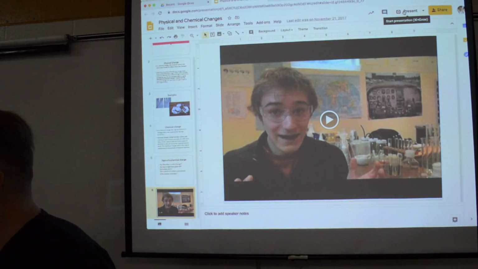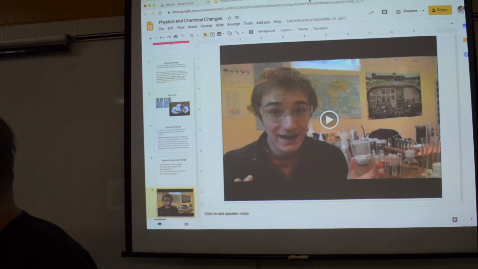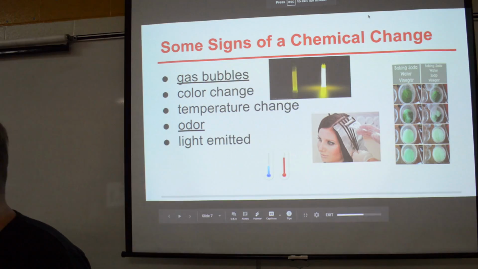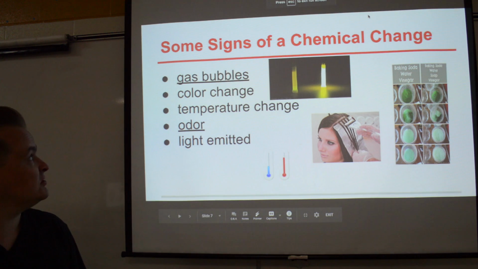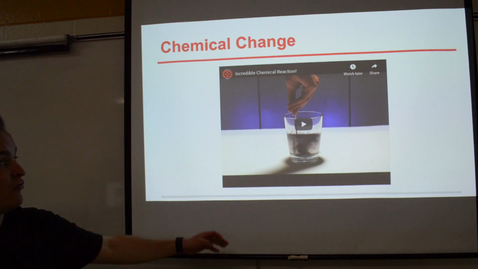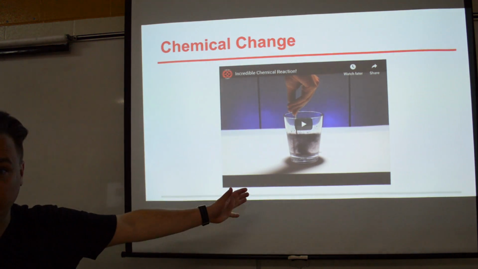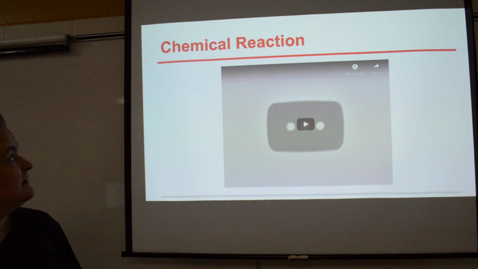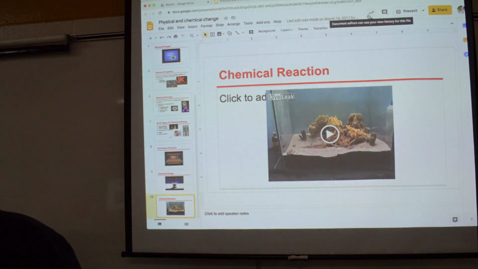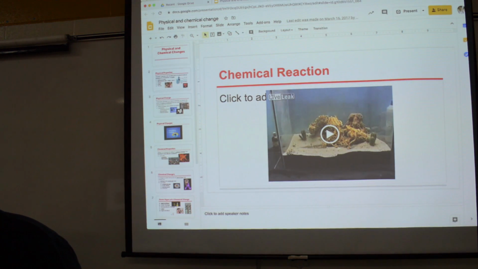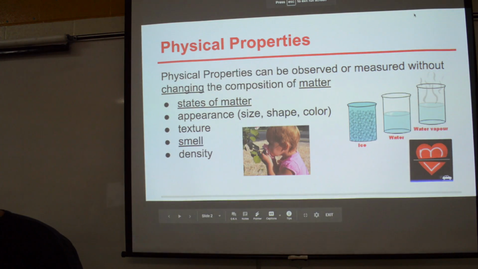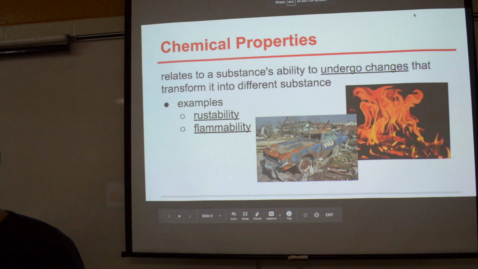Another thing I'd like you to take a look at if you get a chance is just this other slide, physical and chemical change. I can just quickly go through that, but you could see some signs of a chemical change. Chemistry of cookies. Another great video on a chemical change, and this is included in the Google Classrooms that you can watch. So you can take a look at those. Some good stuff there, right? Some things about physical changes as well. So similar kinds of things.